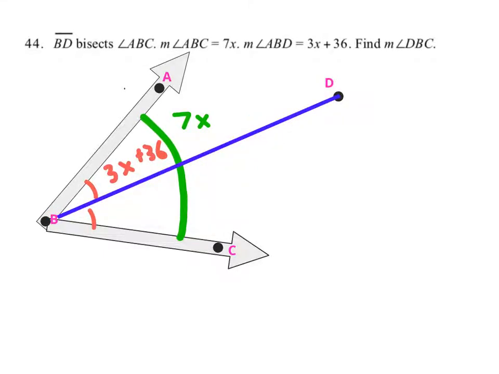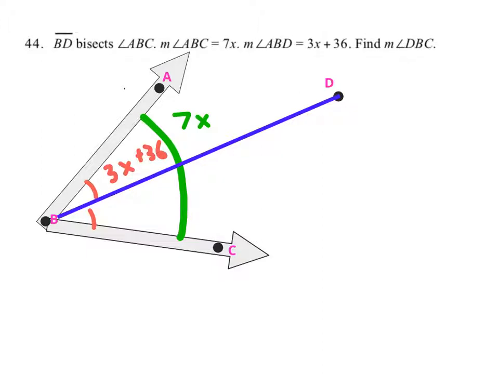Okay, so they're telling us that segment BD bisects angle ABC. You can see my goofy drawing because I was playing with my tools here and it makes arrows. So anyway, now if the measure of angle ABC right here is 7x, and that's why this whole green 7x means it goes all the way, and the measure of angle ABD, A to B to D, right here, is 3x plus 36.